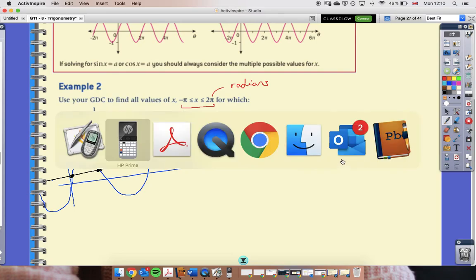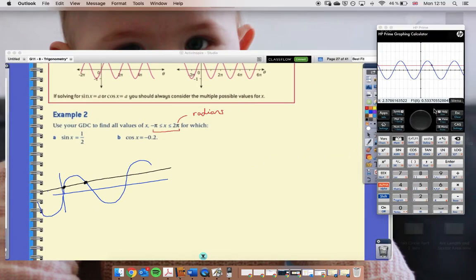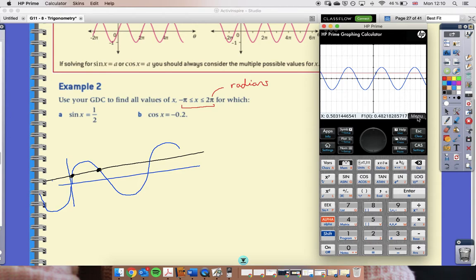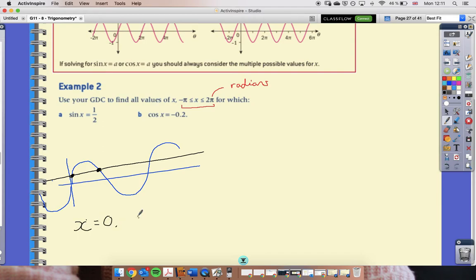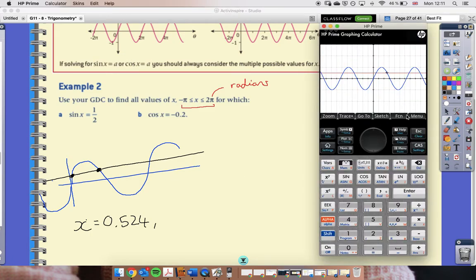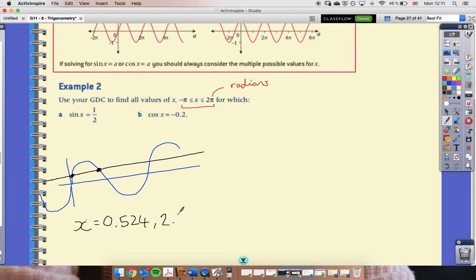So let's go back to the calculator and keep going. Let's find the answer. I'm going to go to function, intersection, and hit OK. There we go. So my solution is the x value, because I'm solving an equation in terms of x. So x equals 0.524, and it also equals, let's get the other one, function intersection, 2.62. Okay. It's the same idea for the second example, so I'll let you have a go at that.